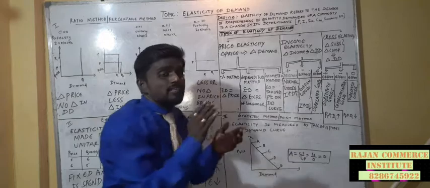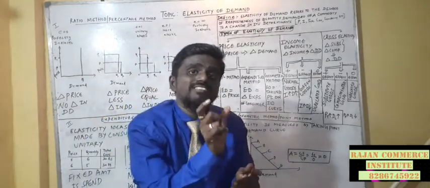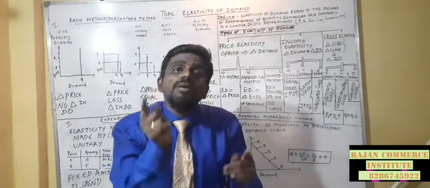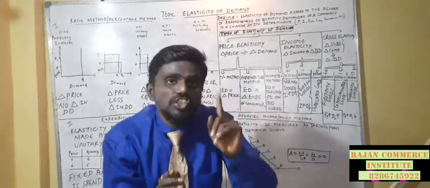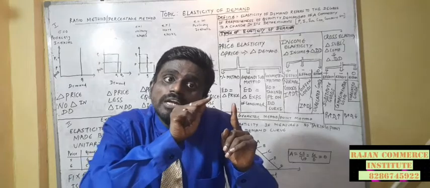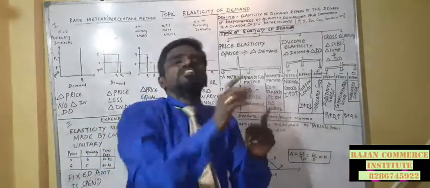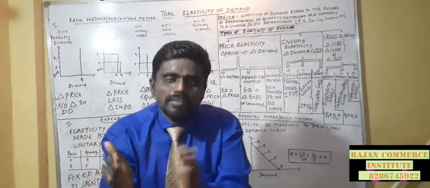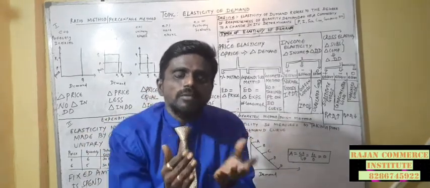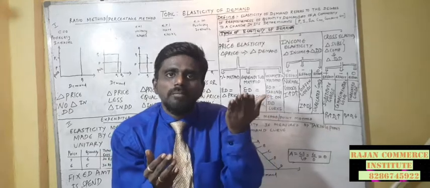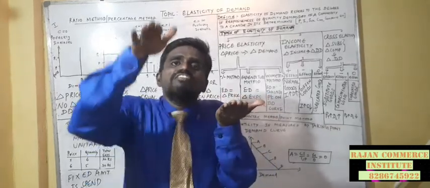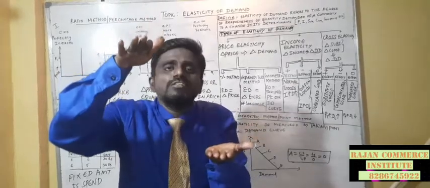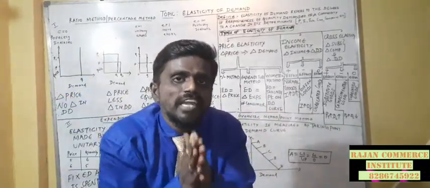Percentage method. Percentage method means what? The word itself says percentage. How much the price is changing, and how much the demand is changing according to the change in the price. That's what we measure, the price as well as the demand. Suppose the price rises by 10%, so demand changes by 15%. That means we are measuring the price and we are measuring the demand also. That's the percentage method.